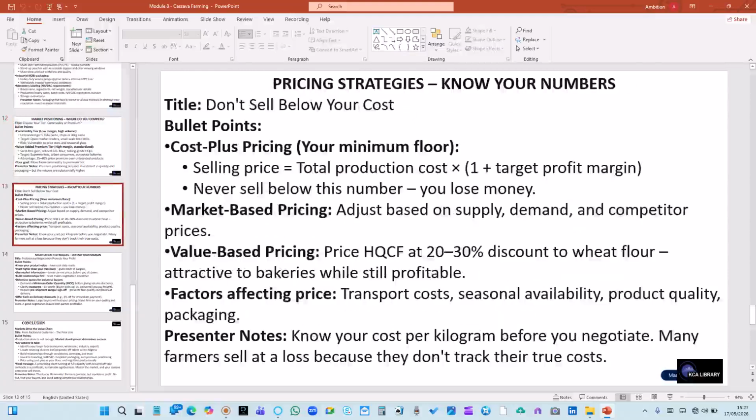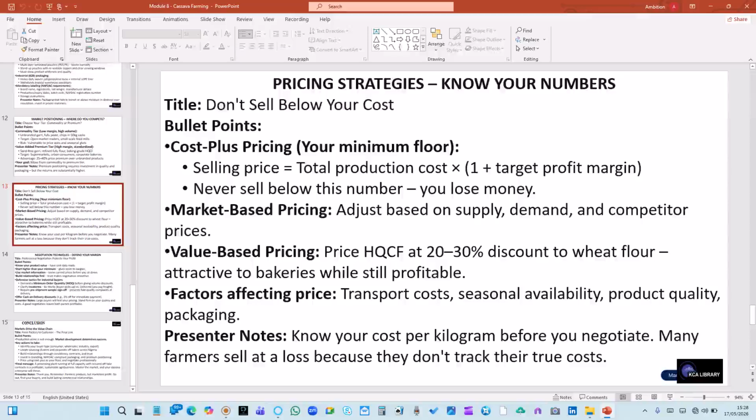Having known that, let us look at pricing strategies, that is knowing your numbers. Don't sell below your cost. We have different pricing strategies. Number one is cost plus pricing strategy. That is your minimum floor. Here, selling price is equal to your total production cost plus your margin. So when you calculate your production cost, you now add what you want to target as your profit. Then never sell below this number or you lose your money.